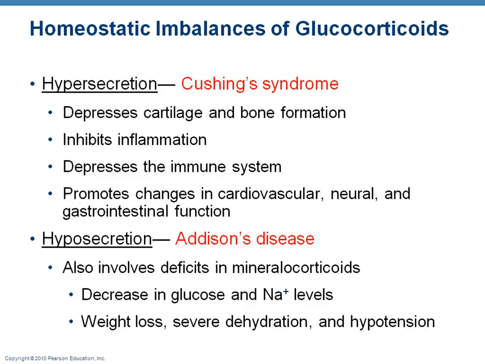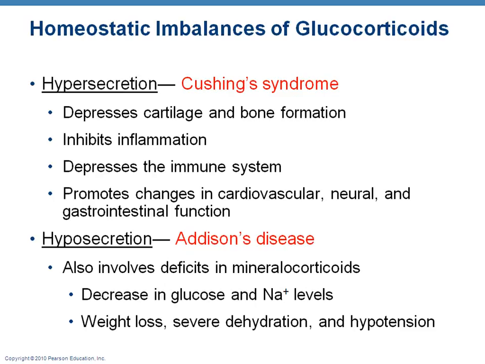So again, let's go back and talk about homeostatic imbalance, hypersecretion and hyposecretion. The hypersecretion, too much. So if you're excreting too much cortisol, you have something called Cushing's syndrome. And this is going to do a couple of things. It's going to decrease cartilage and bone formation. It's going to inhibit inflammation. It's going to depress the immune system. And it's going to promote changes in cardiovascular, neural, and even your gastrointestinal or stomach to intestinal functions.